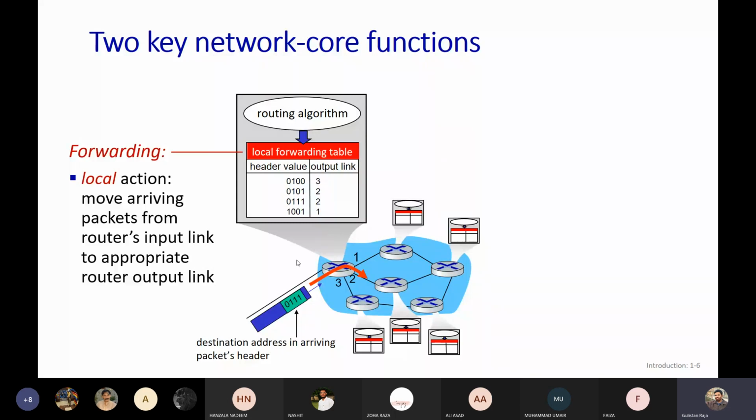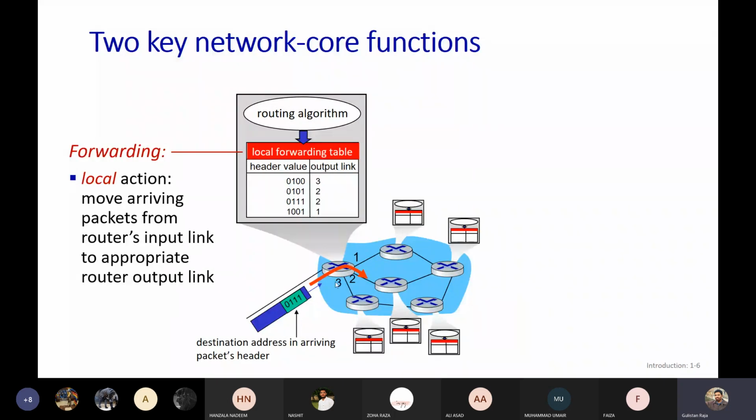So here you see that only the source address is not shown, the destination address is shown. This is a 4-bit destination address, 0111. Practically speaking, we have 32-bit or 128-bit addresses, but for simplicity we have taken only 4 bits here. So let's say the packet has come from somewhere on the left side and it has a destination address.